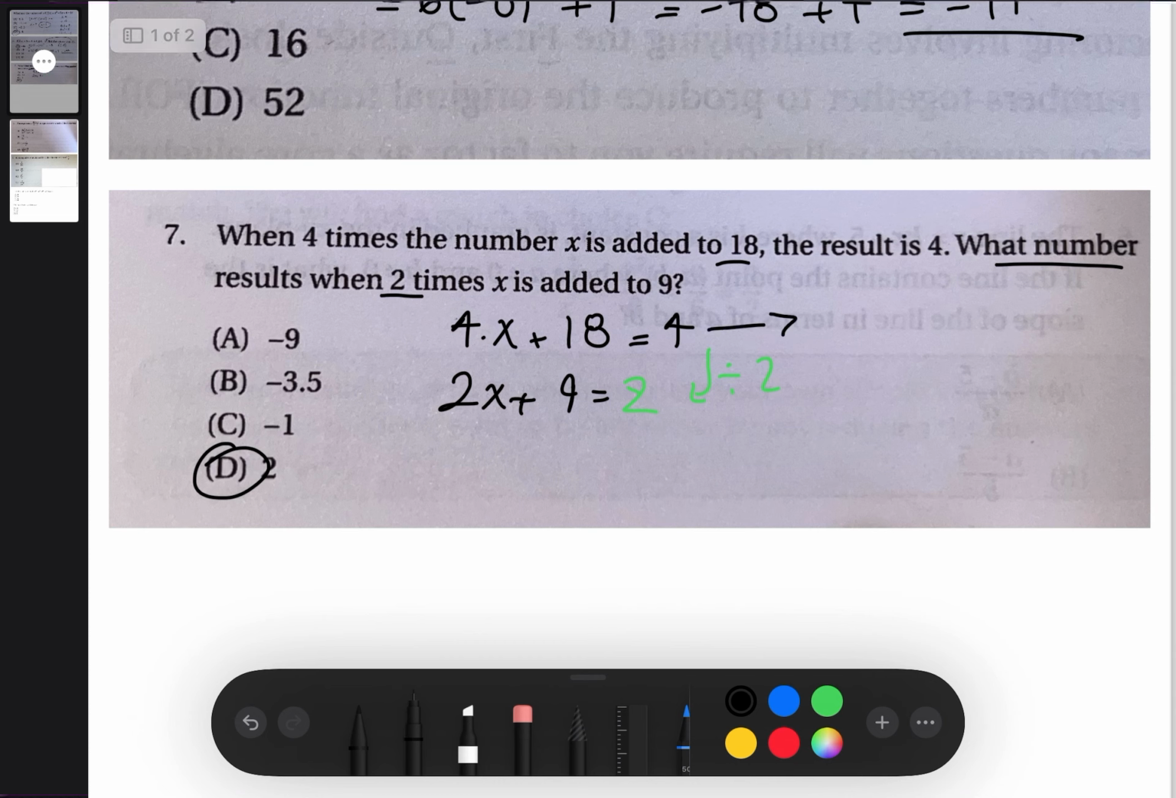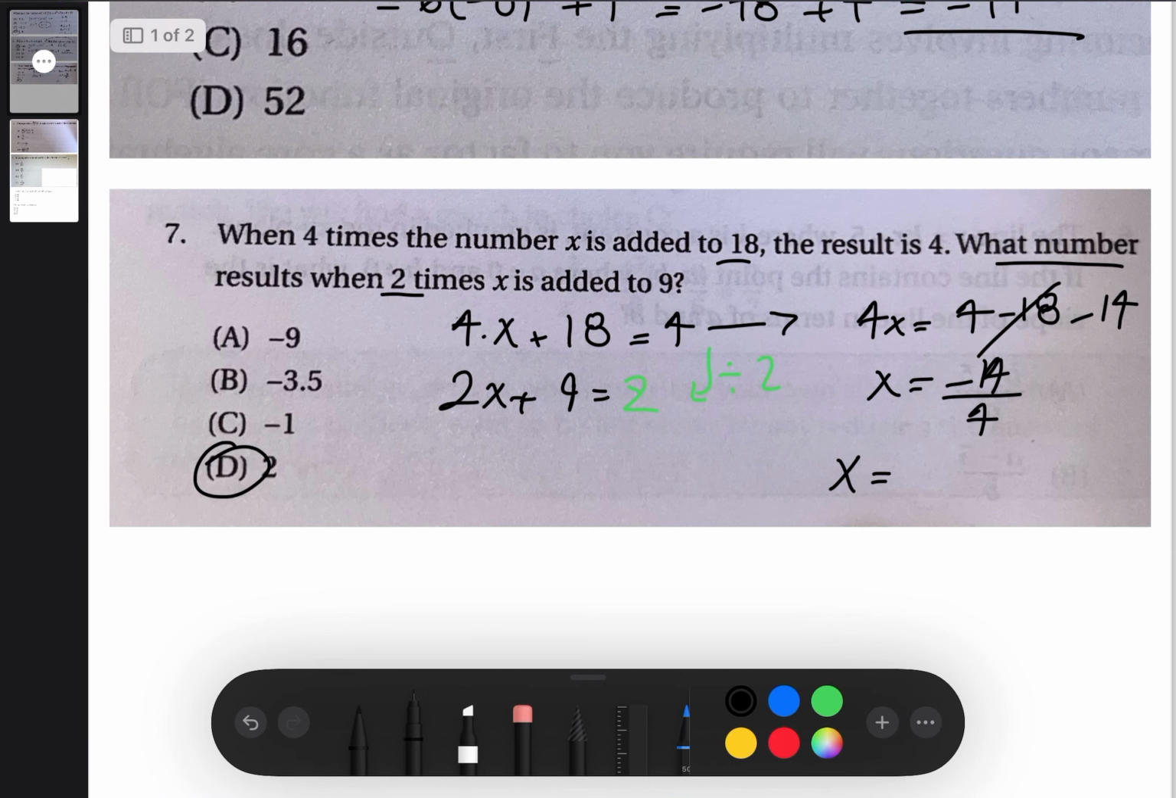Another way of solving this, which takes more time, is to solve for x. So we're just going to solve for x here. You're going to get 4x equals 4 minus 18. That's going to give you negative 14. And so x is just going to be negative 14 divided by 4, and that's going to give you x equals negative 3.5.